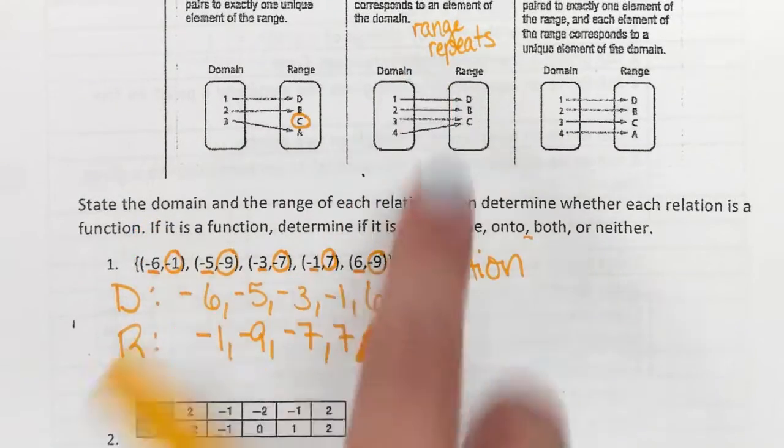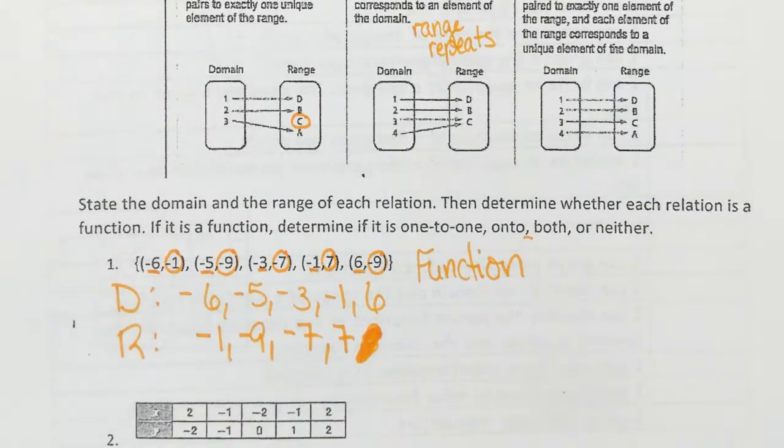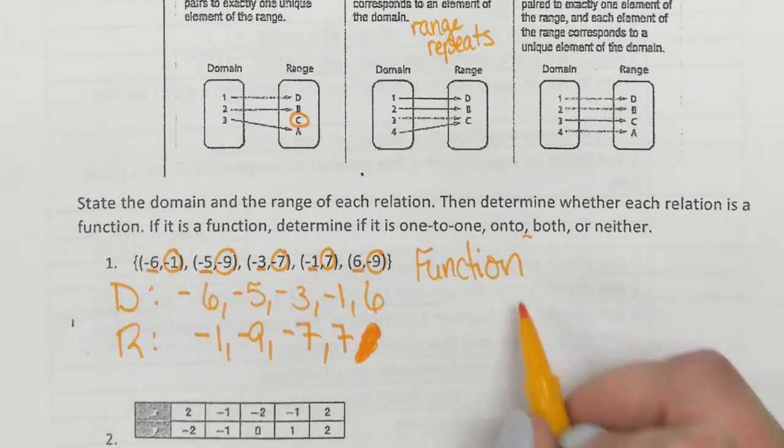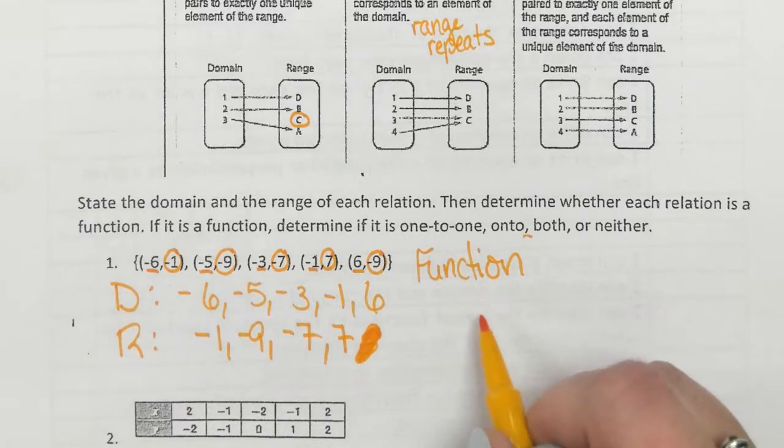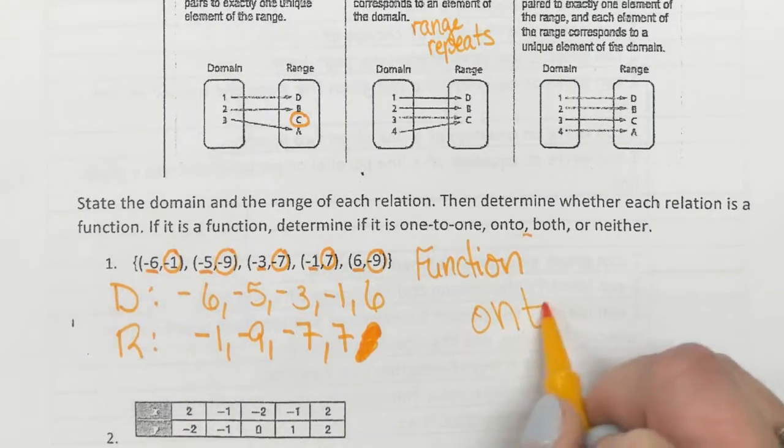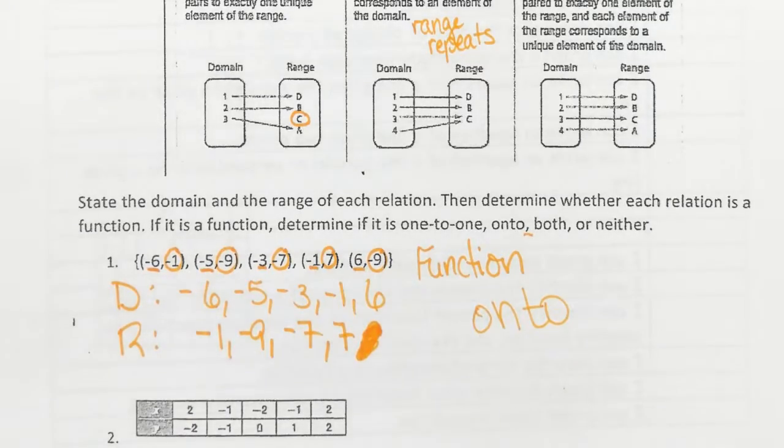You ready? If the range repeats, look at number 1. Do you notice any of your y values that repeated? Which one? -9. So would this be an onto? Answer. Yes, that would be onto. That would be an onto function. There you go. All right.